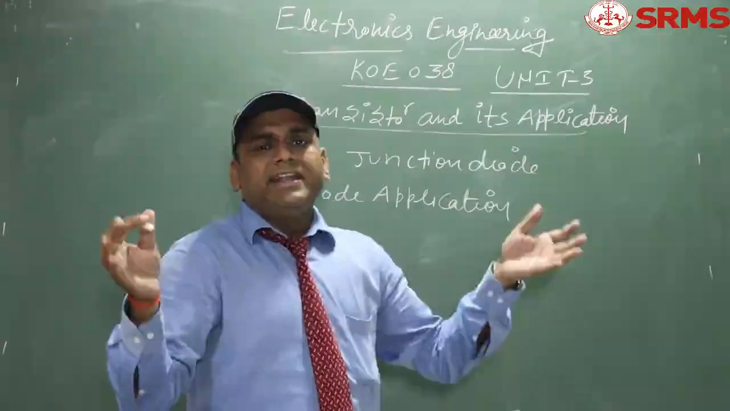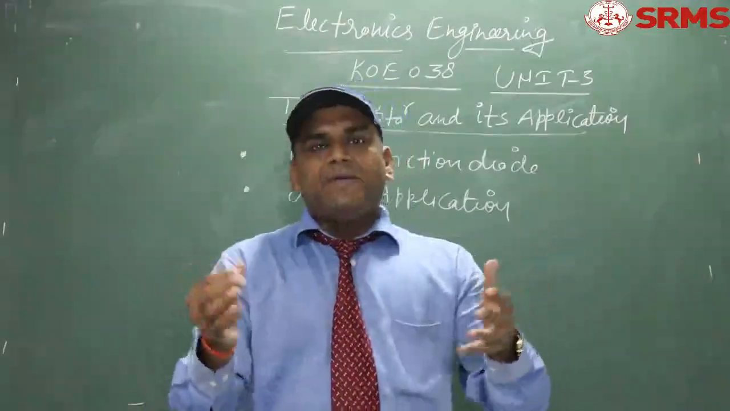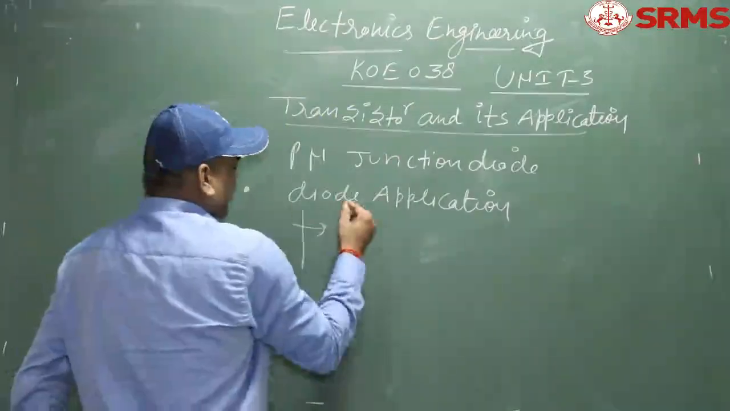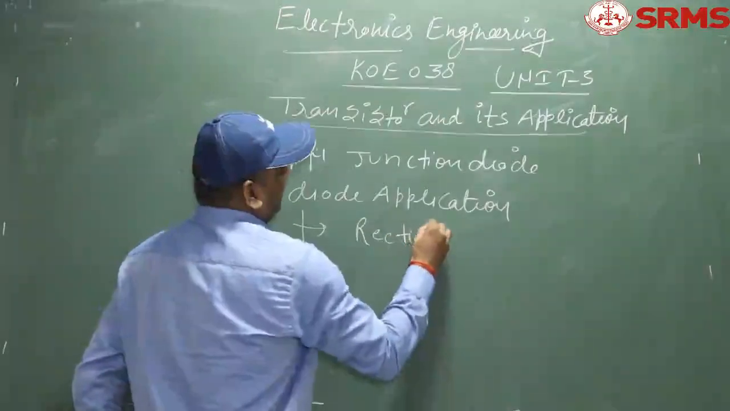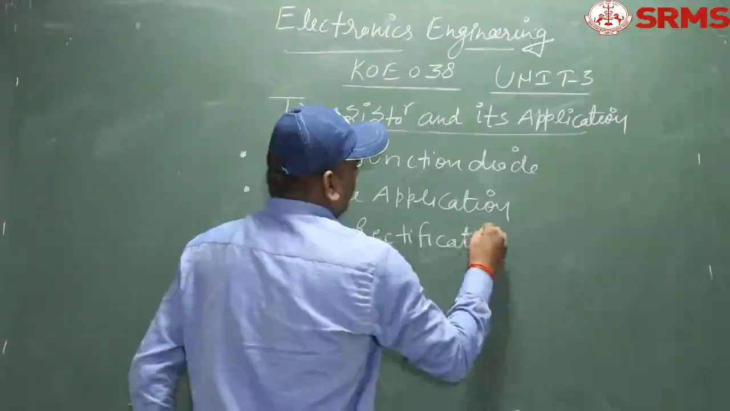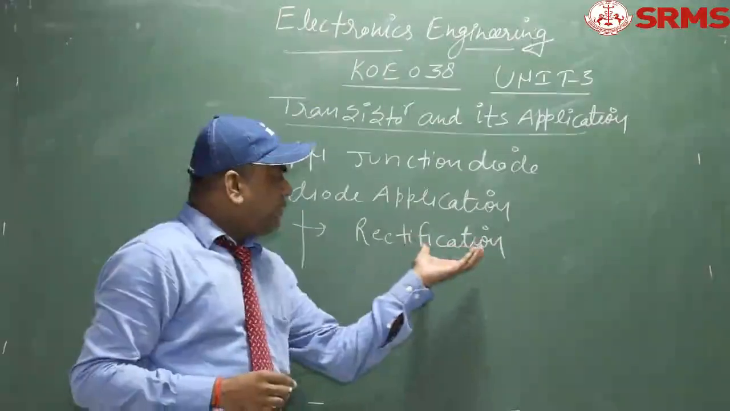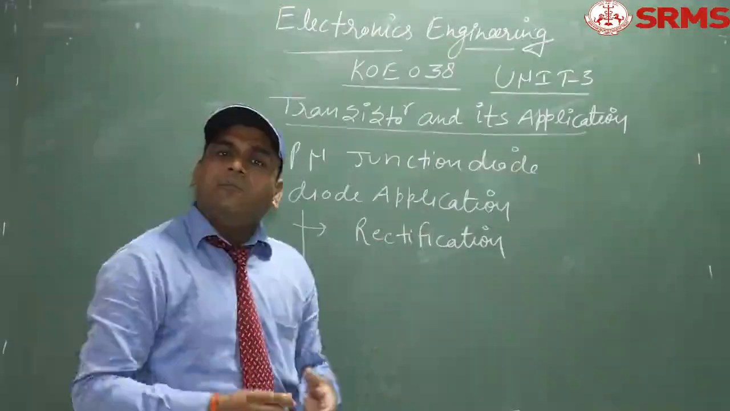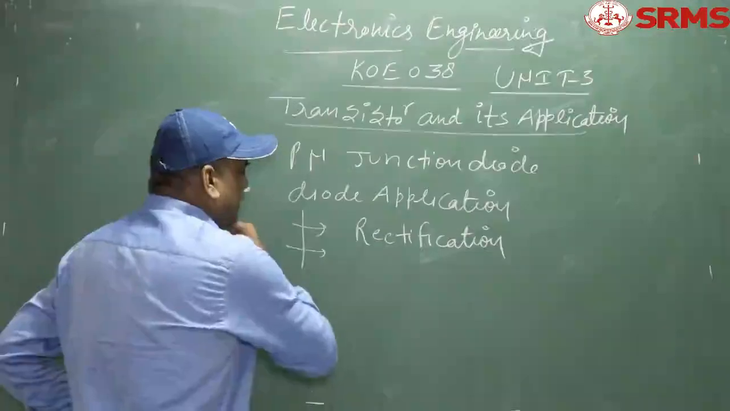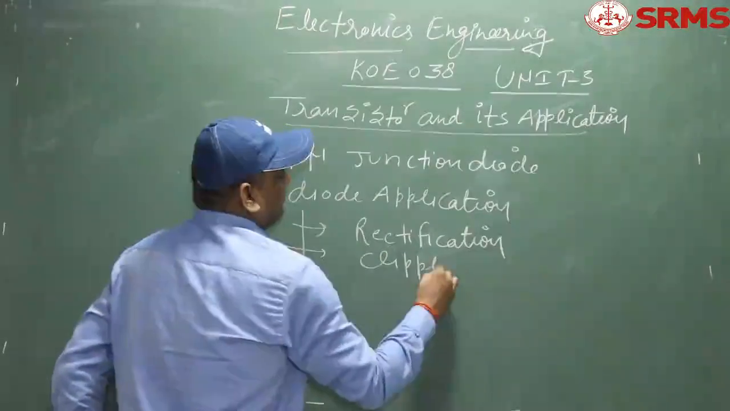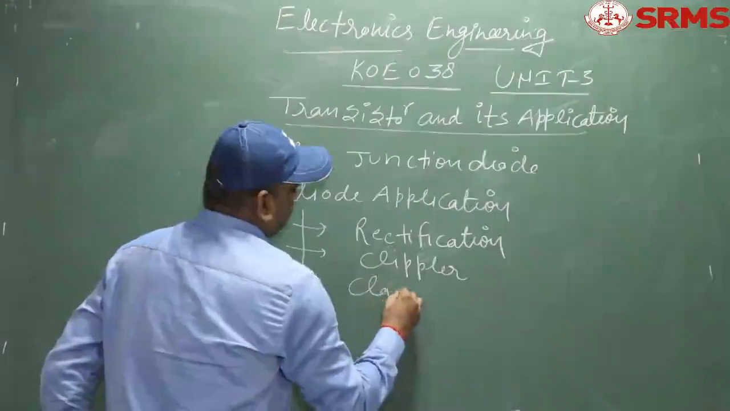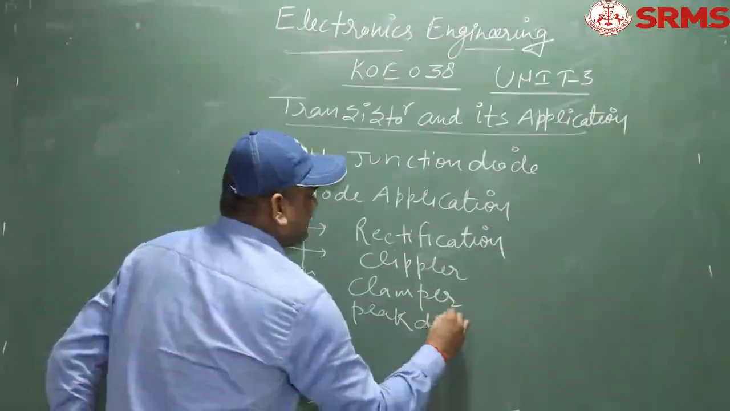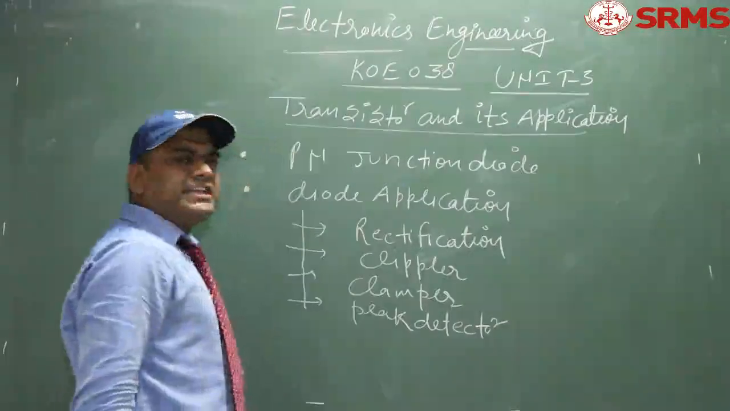We saw that the main application of diode is rectification. That means incoming AC can be converted into pulsating DC, and after some other components, you can obtain constant DC. And we saw some other applications such as clipper, clamper and peak detector. So there are various applications of diode.